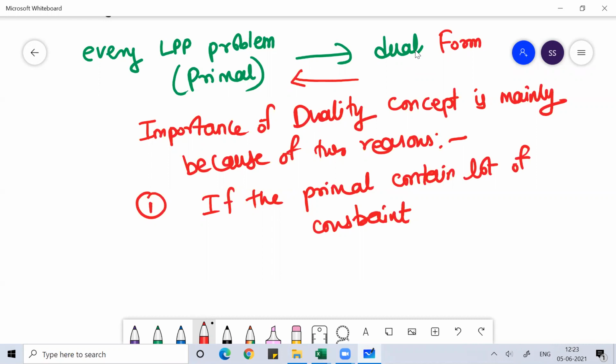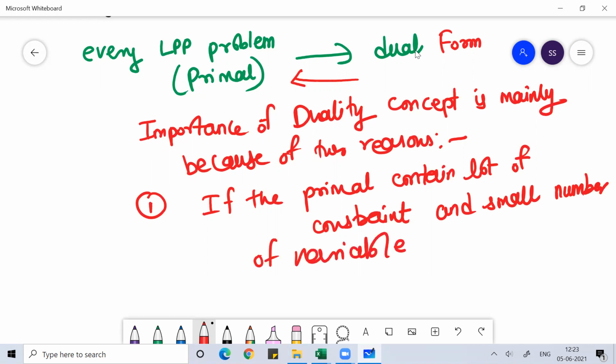Solving the LP problem by the simplex method would again be a headache, because you introduce that many slack variables, and if the constraints are more than or greater than type, you will have artificial plus positive slack variables all together. It tends to be so complicated that solving would be a big headache. So if the primal contains a large number of constraints and a small number of variables, say only two variables and five constraints.